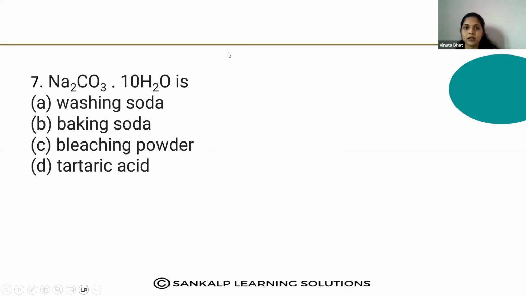Next question. Sodium carbonate, Na2CO3 10H2O, is: option A, washing soda. Option B, baking soda. Option C, bleaching powder. Option D, tartaric acid. Sodium carbonate is called washing soda. NaHCO3 is baking soda. Bleaching powder and tartaric acid, these all are wrong ones. Option A is the correct one, washing soda.